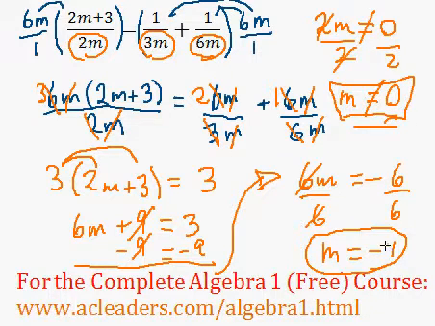Since we found that m is negative 1, which is not 0, of course, that is a correct value, and that would be the solution for this equation. And that's it.